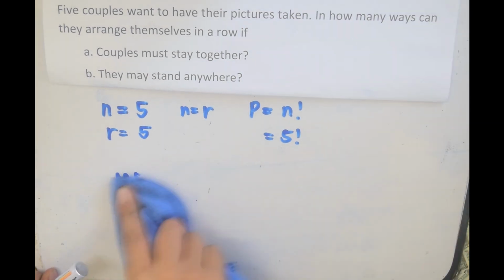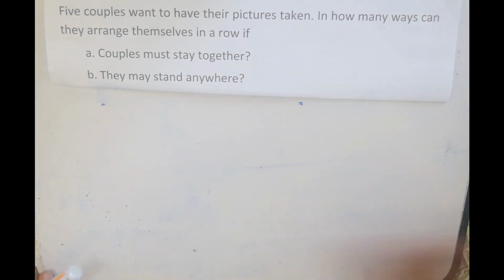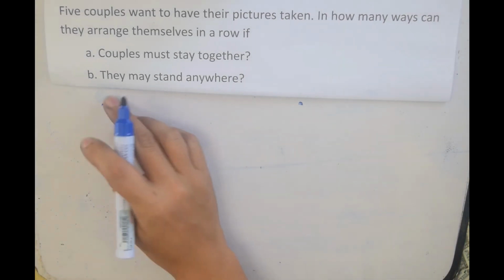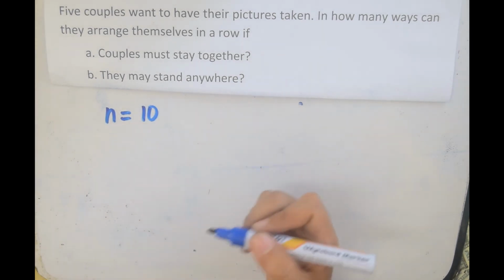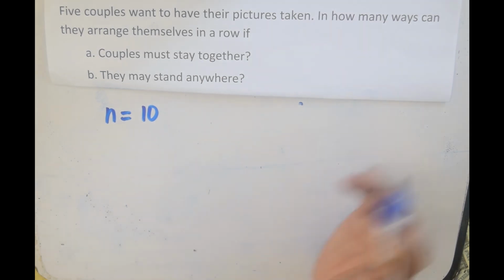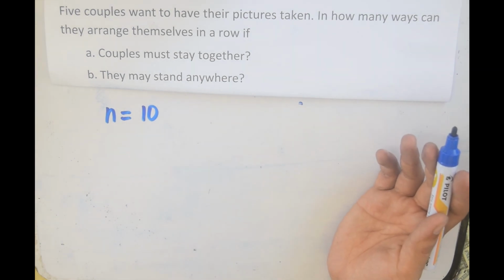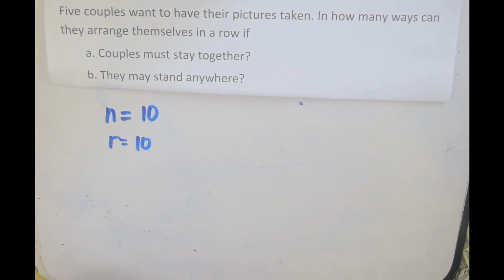So, how about if they must stand anywhere? Okay. Since they are going to stand anywhere in the row, and there are 5 couples, the n should be 10. Why 10? Because there are 5 couples, it means there are 10 people, right? So 5 male, 5 female, or 10 people. So your r here is also 10 because you are going to arrange them all.